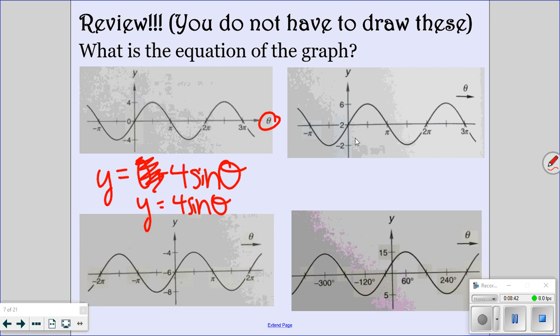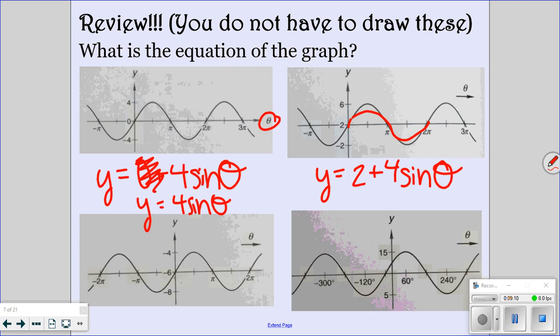Okay, for this one over here, again, the center line is a 2. So we start with the center line, and then our amplitude: we go up from 2 to 6, which is 4. We're going through the origin, so that's a sine. And then our period, we go from here over, that's 1 period, which is 2 pi like it's supposed to be. So that is your equation.